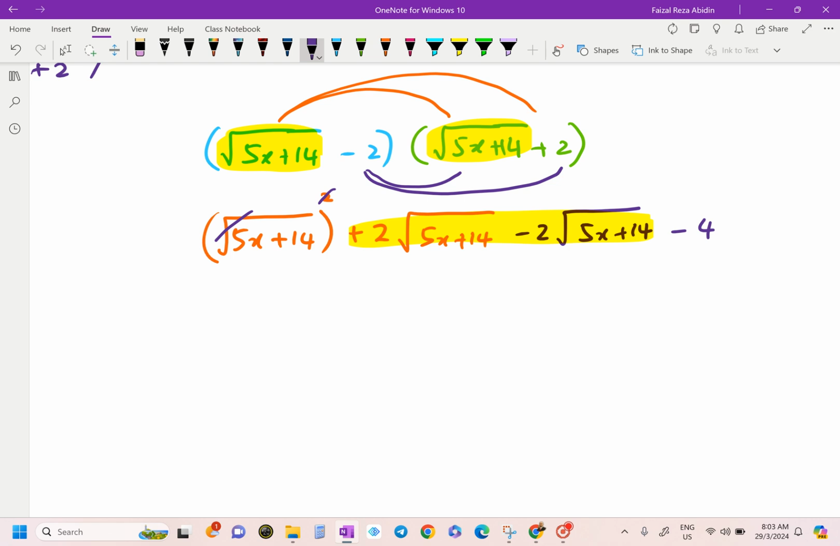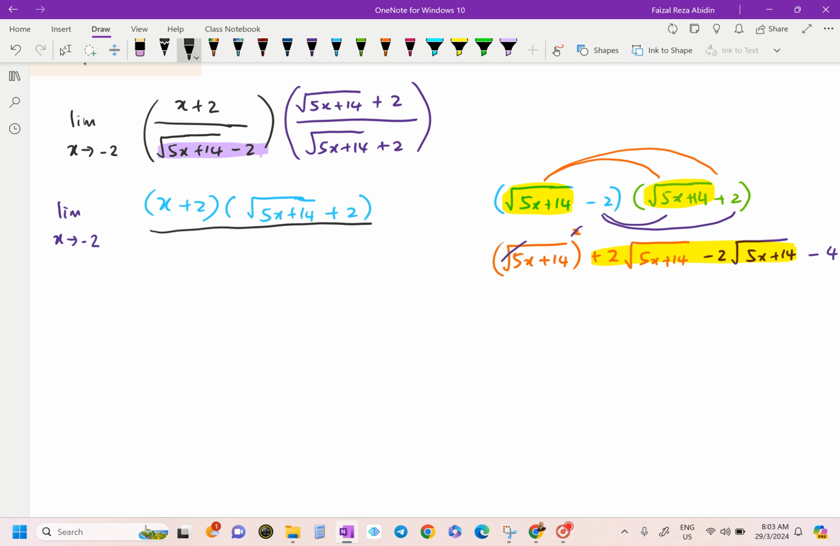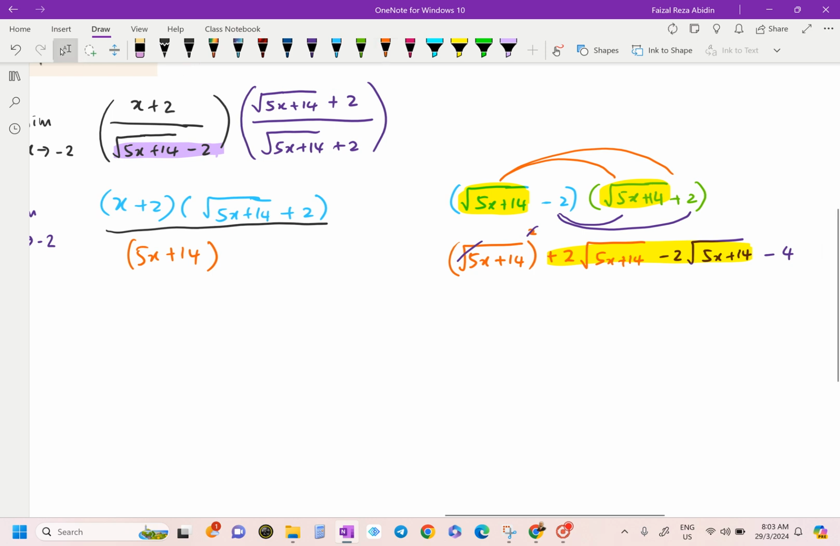So what we are going to have over here, just copy back over here, I'm going to get the limit x to negative 2. Okay, just copy back everything that we got just now, x plus 2, I'm going to times with square root of 5x plus 14 plus 2. Okay, and then over what we have over here just now is 5x plus 14. Okay, and then we are going to minus with this one. Actually we can simplify 14 with negative 4, you are going to get straight away 5x plus 10, isn't it? That one we can simplify straight away.